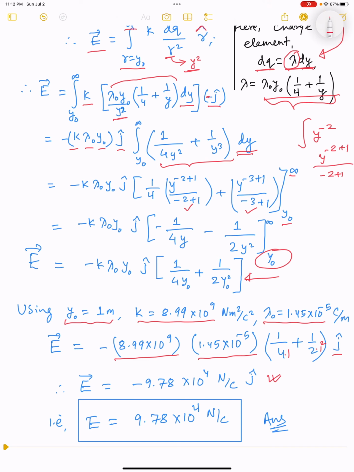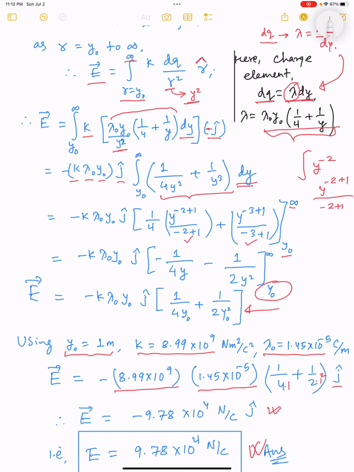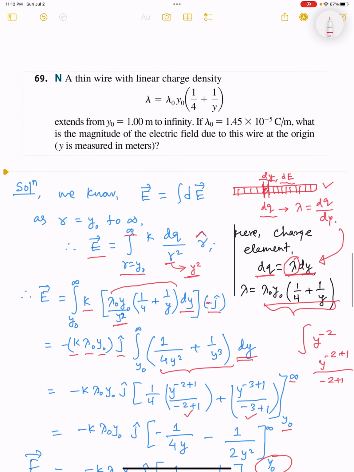This is the required value for the electric field at the origin, and this is in vector form. You can write this as a magnitude. So this is how you can solve this kind of problem. This is one of the tricky problems from this chapter. However, it's not that tough. You'll get how the given values and the configuration can be used. Okay, thank you.